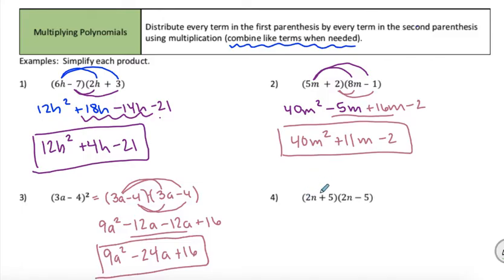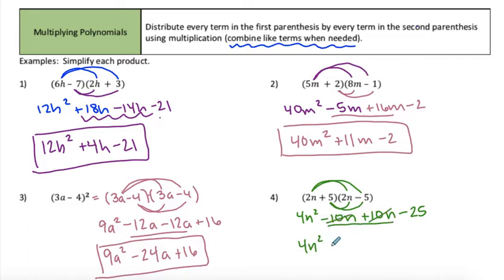On number 4, 2n plus 5 times 2n minus 5. 2n times 2n is 4n squared, with 2 being multiplied. 2n times negative 5 is negative 10n. 5 times 2n is positive 10n. And 5 times negative 5 is minus 25. Can't combine anything with the 4n squared, so that comes down. Negative 10n plus 10n adds to 0, and I can bring down negative 25.